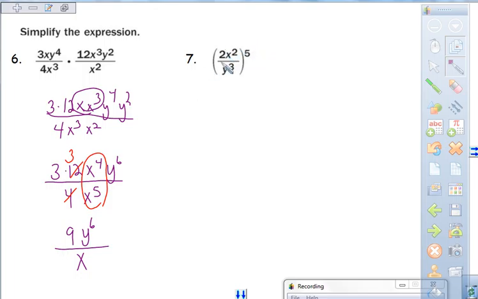Number 7, I'm going to distribute the 5, 2 to the 5th, x squared to the 5th, so that's power to power, so I multiply. And then on the bottom, cube to the 5th is to the 15th. Double check 2x and y, nothing simplifies.